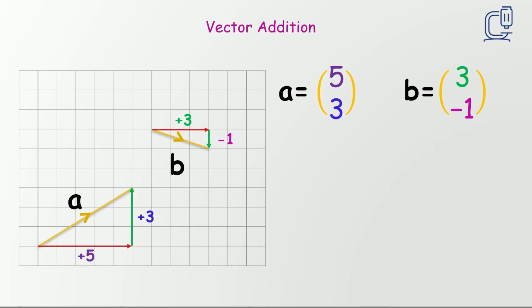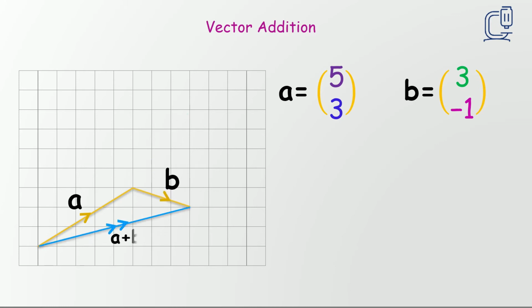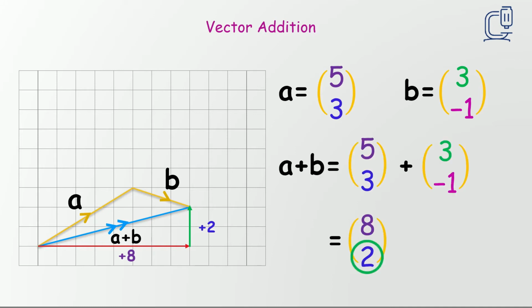So in our example, vectors A and B can be added by placing the vectors end to end. Here we are saying we go along A and then to B, so we add vector B onto the end of vector A. Vector A plus B is also called the resultant vector. The resultant vector is 8 to the right and 2 up. Now we've done this graphically, but we can also calculate this by adding the column vectors. When adding vectors, the order in which we add the vectors is not important. We will get the same result if we start with vector B and add vector A.